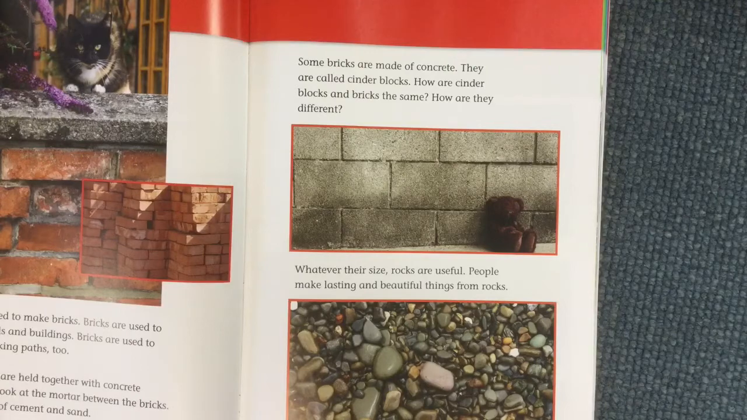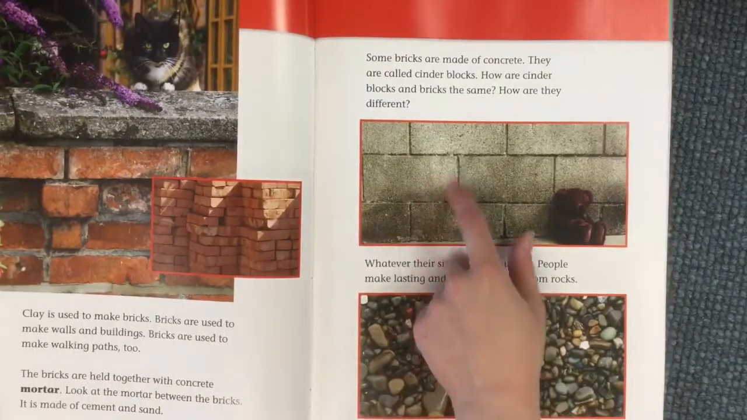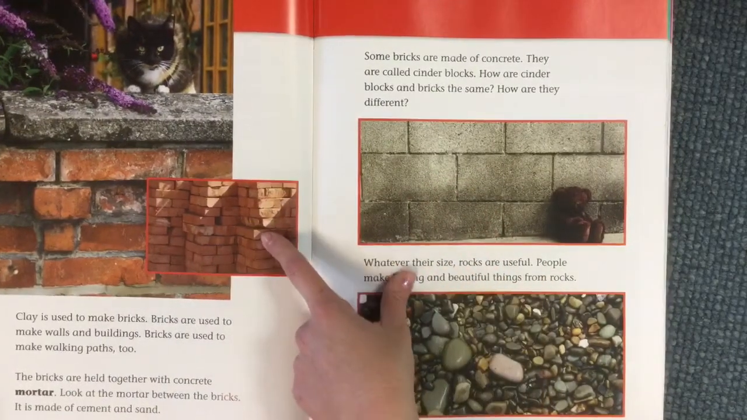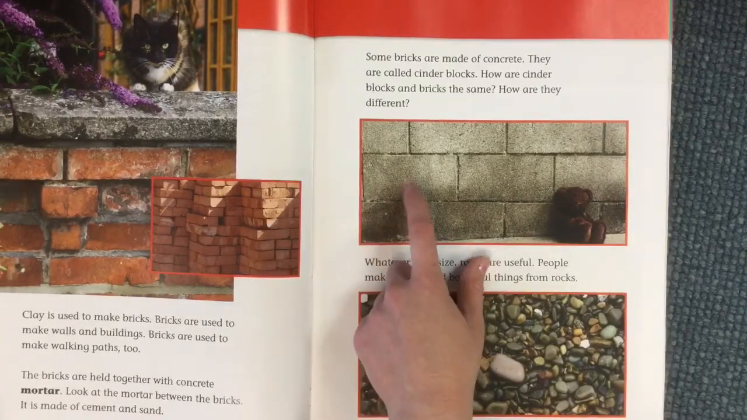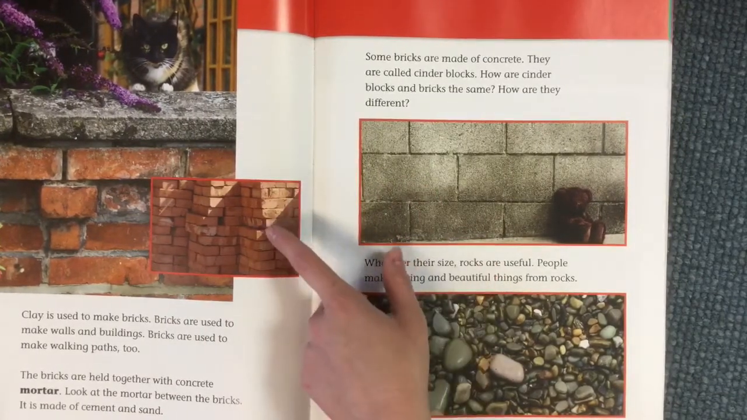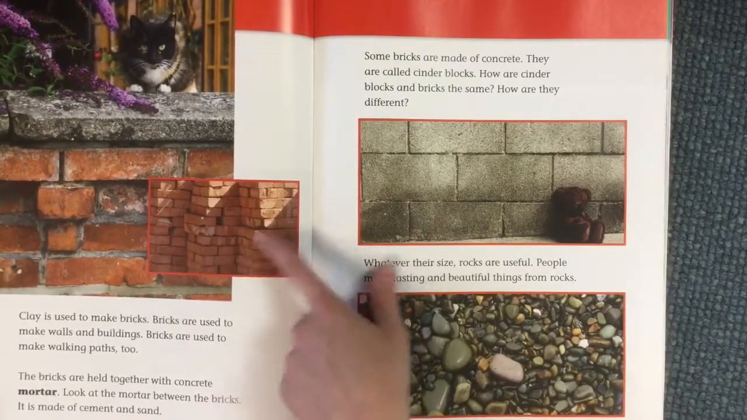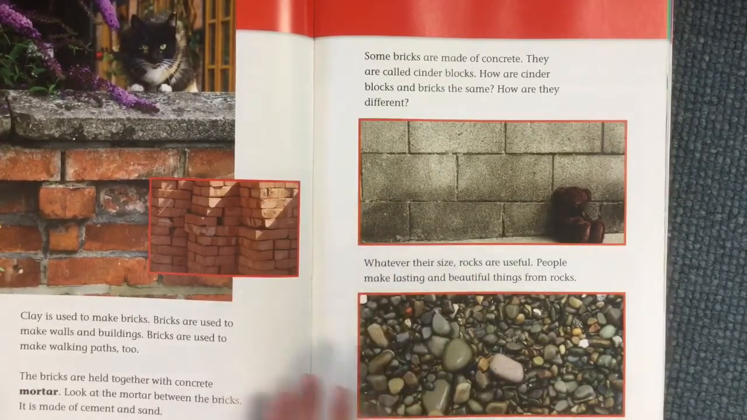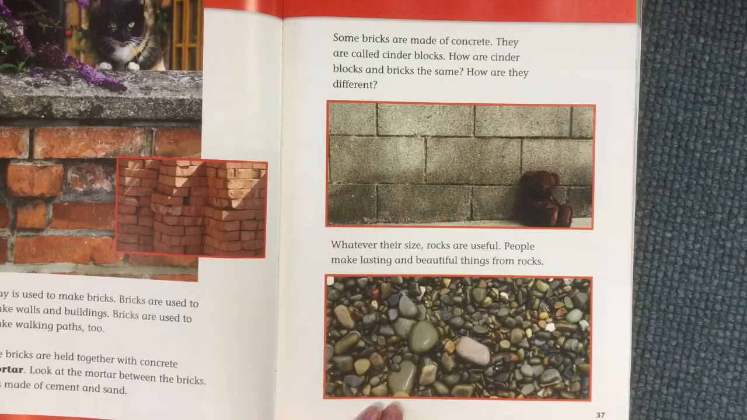How are cinder blocks and bricks the same? How are they different? What do you think? How are these cinder blocks different than the bricks? They're a different color, and these look more rough, and these look more smooth. So tinier rocks make smoother bricks. Whatever their size, rocks are useful. People make lasting and beautiful things from rocks.